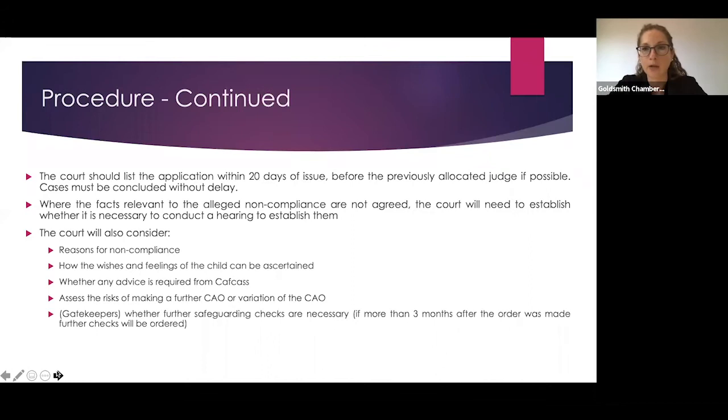The court will also want to have an idea of any reasons that the respondent is seeking to advance for the non-compliance, and the court will want to have some consideration for the wishes and feelings of the child and how those can be ascertained, whether there is any need for advice from CAFCASS, the risks that may well arise or may be apparent in making either a further child arrangements order or indeed a variation of the current order, and also whether there is a need for any safeguarding checks. Certainly where an order was made more than 3 months before the application for an enforcement order, it's more than likely that the court is going to order safeguarding checks to be provided.